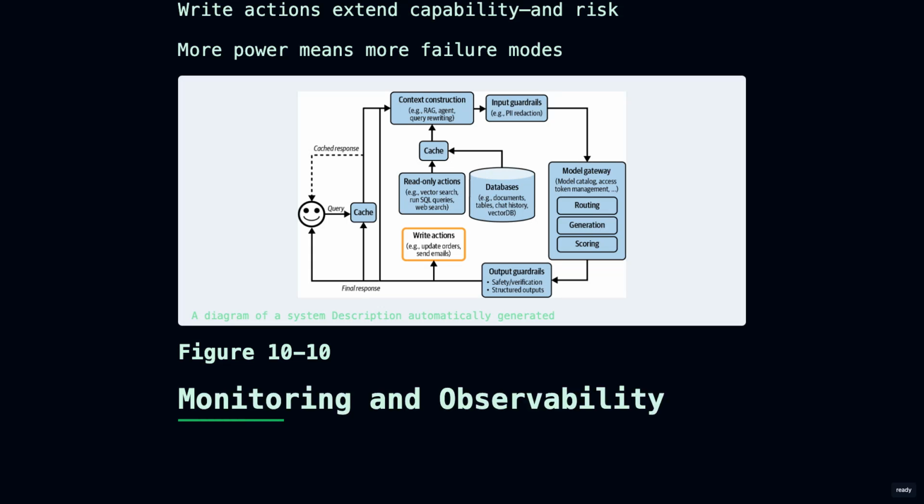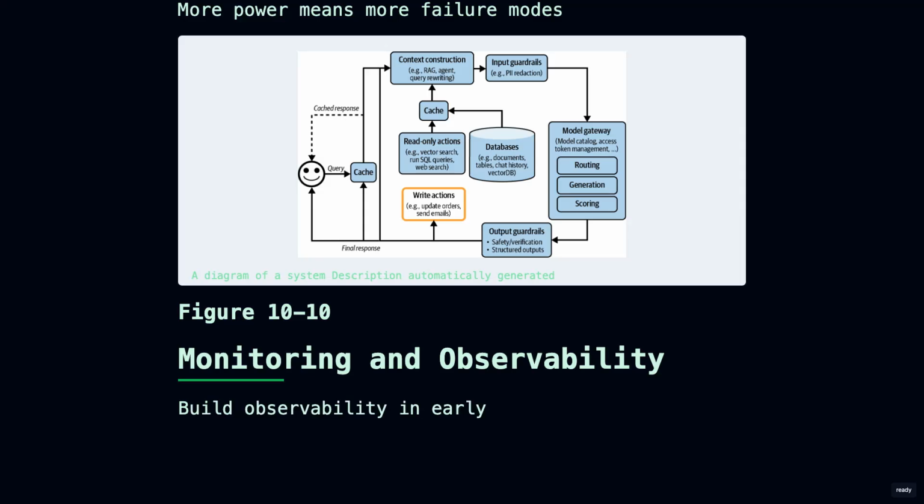Now we move from building the system to understanding how it behaves in the real world. This section is about making observability part of the design, so you can detect problems early and improve the product over time. Observability should not be something you bolt on after launch. As products get more complex, the need to see what is happening inside the system becomes much more important.